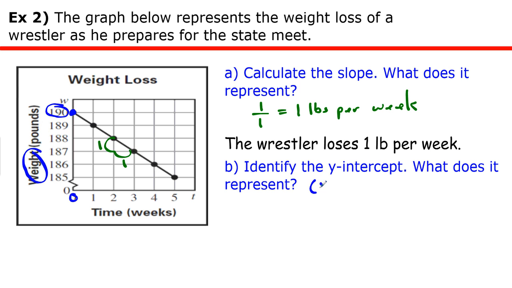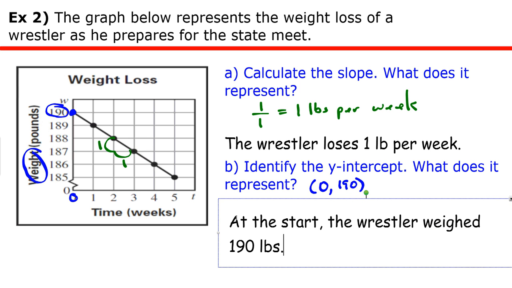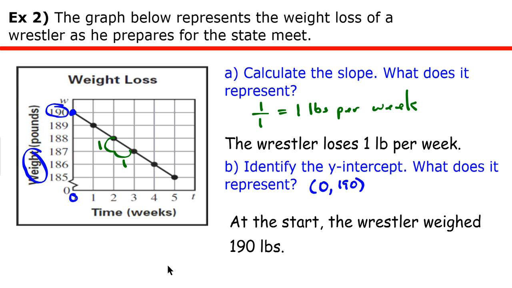So all we have to do now is just interpret that. So first identify it. It's 0, 190. And then talk about it, about what the 0 means and what the 190 means. So we can say in 0 weeks, or to say at the start, the wrestler weighed 190 pounds. There you go. Easy peasy, wobbin' easy.